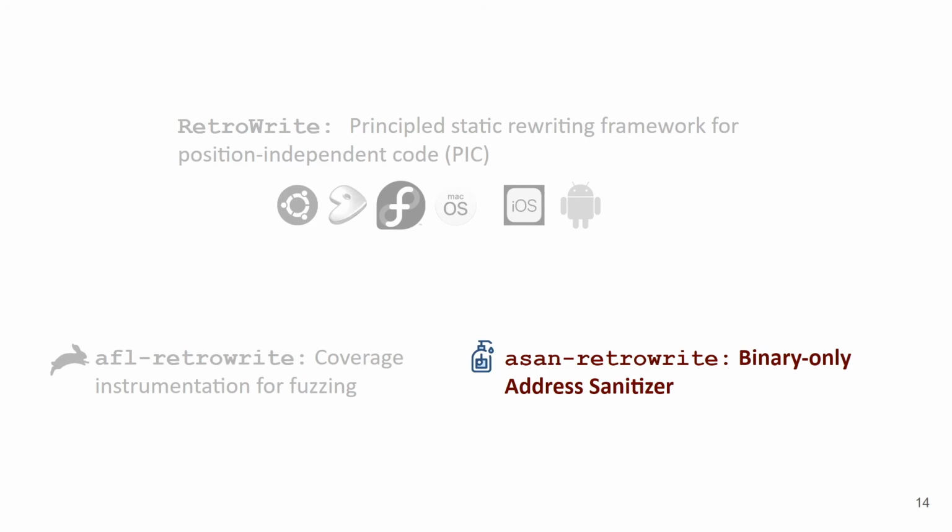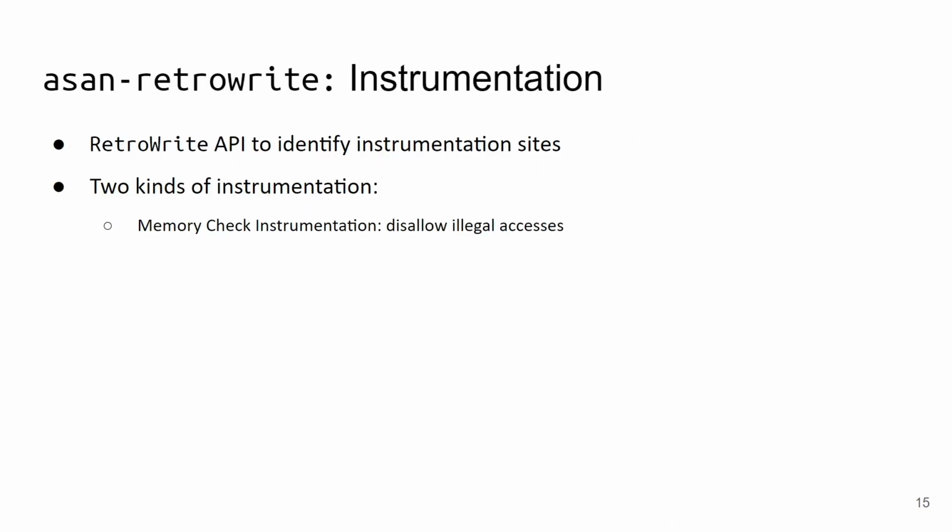Now we move to the last piece of the fuzzing workflow, asan-retrowrite, which is our binary-only address sanitizer. Asan-retrowrite is a binary-only port of the popular address sanitizer pass implemented in compilers such as LLVM and GCC. Asan has been extremely effective in finding memory corruption bugs in software written in unsafe languages such as C and C++.